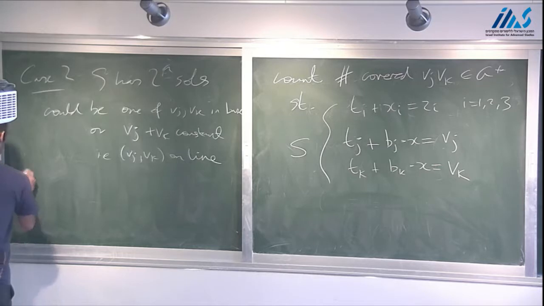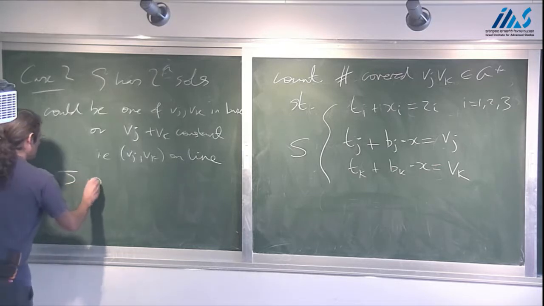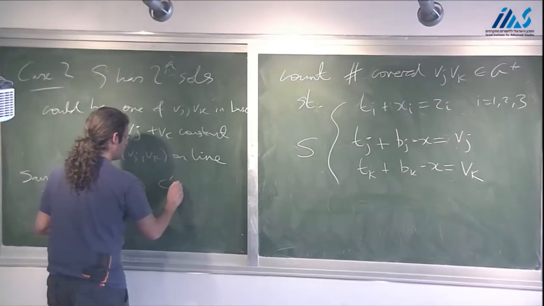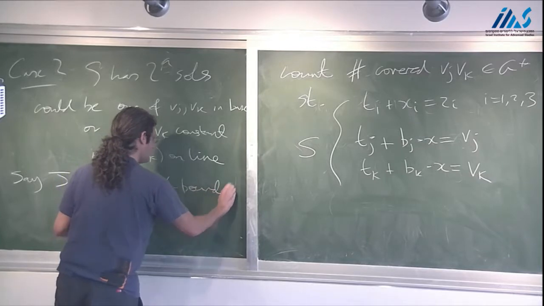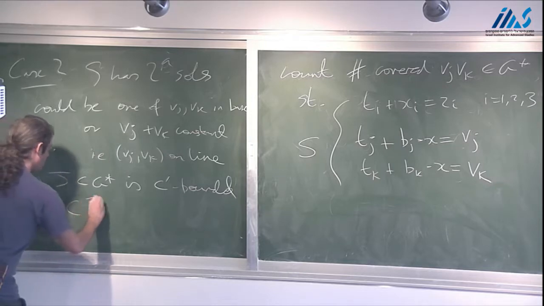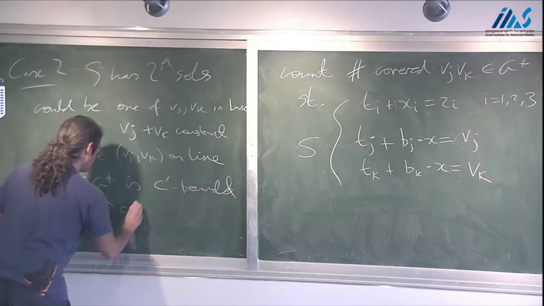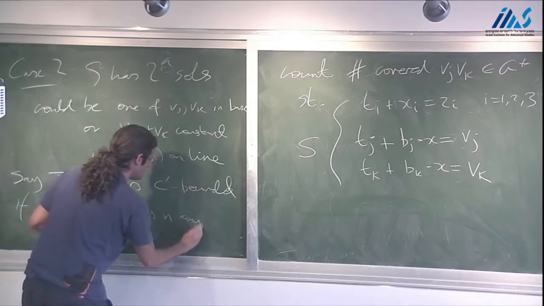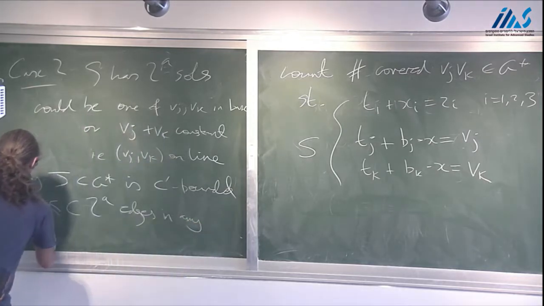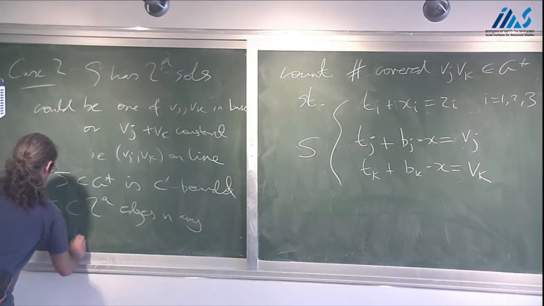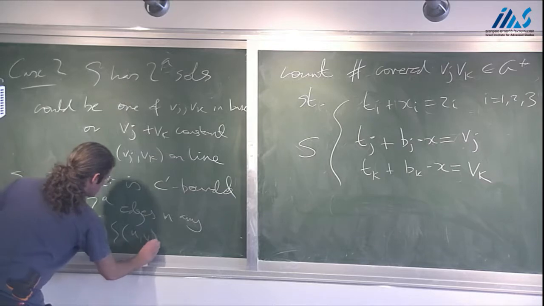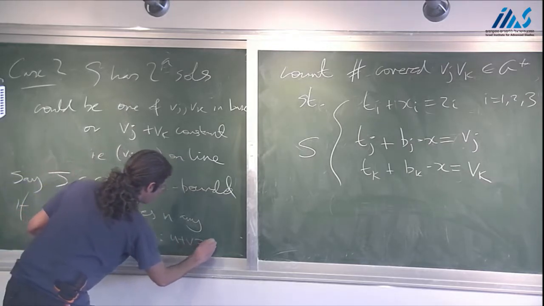So we say J, a subset of G star, is C prime bounded if it has at most C times 2 to the A edges in any, let's say, basic line. So a set of all UV such that U plus V is constant.